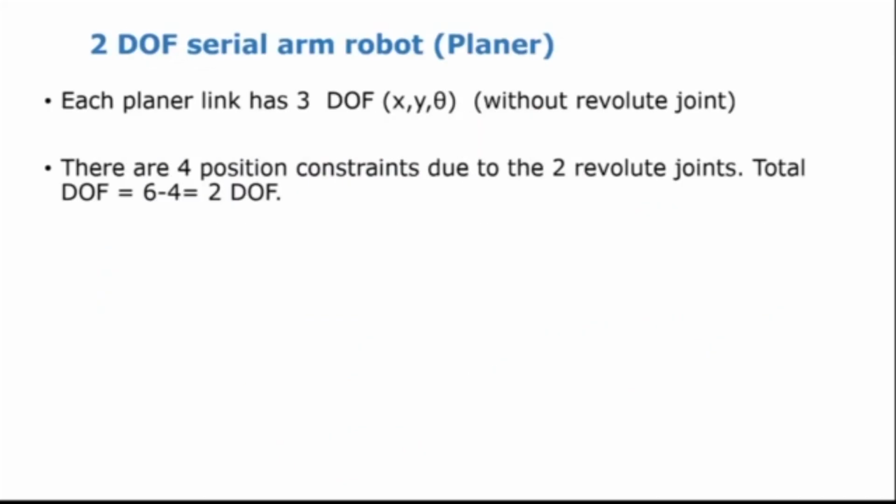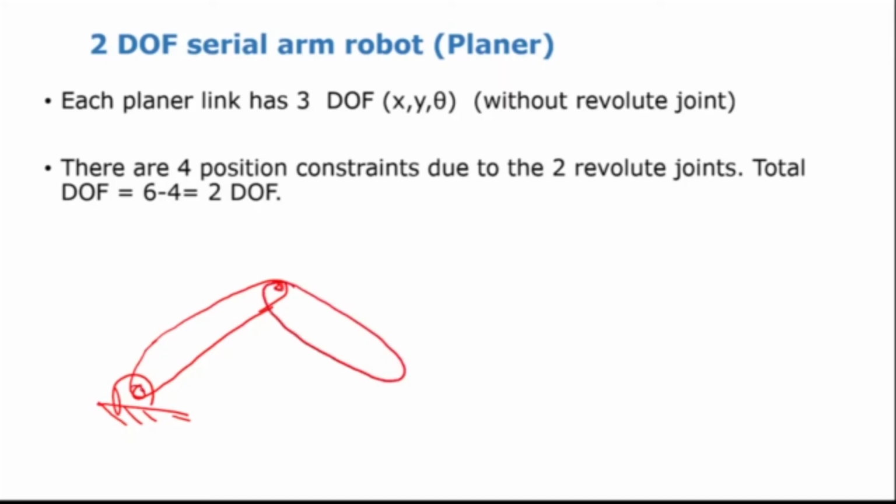Now let us look at the case of a 2 degree of freedom serial arm robot. Now this is a serial arm robot. Let's say this is one arm and this is the other arm. Okay, two serial arm links like this. So this is a revolute joint, one revolute joint here, one revolute joint here. So these are 2 degrees of freedom, a 2R robot. This is fixed space, so this is fixed now. Now each of these links has 3 degrees of freedom, that we know.